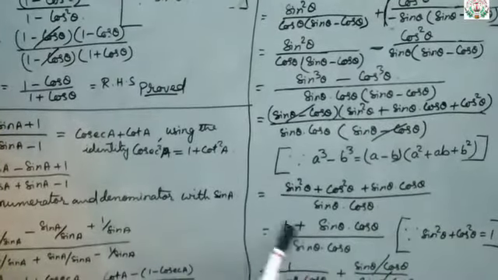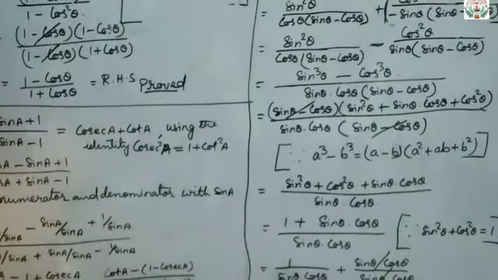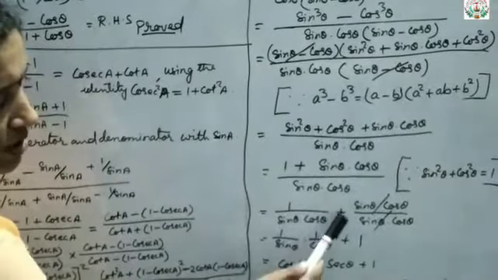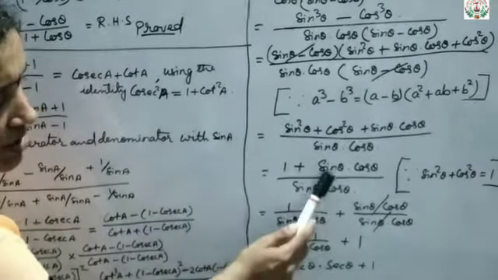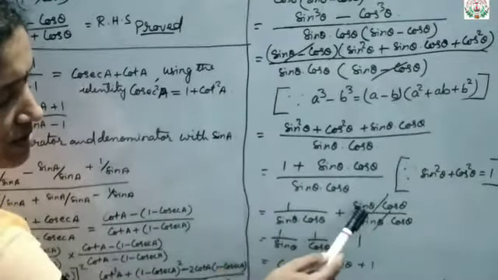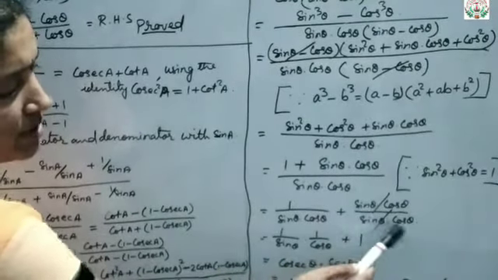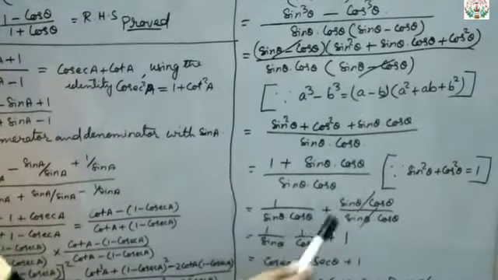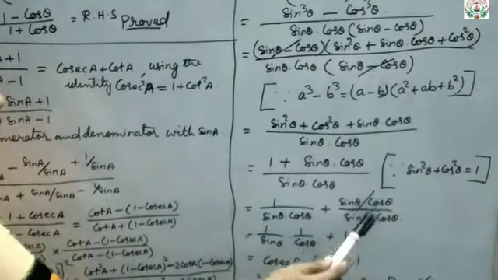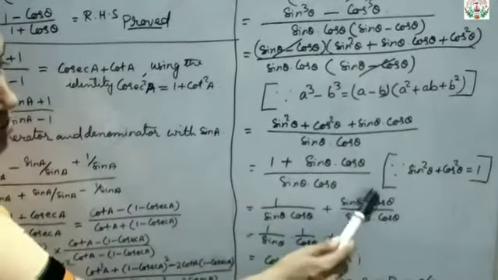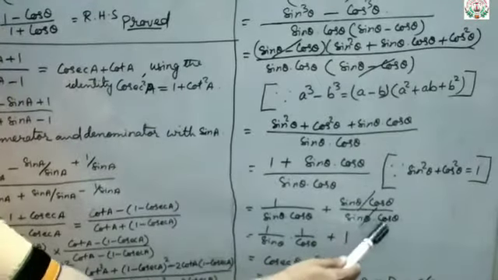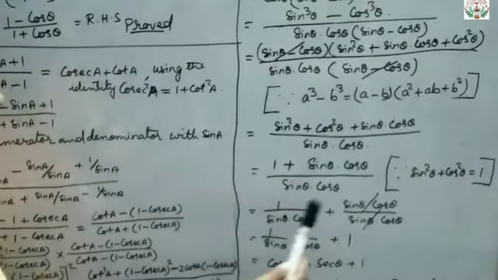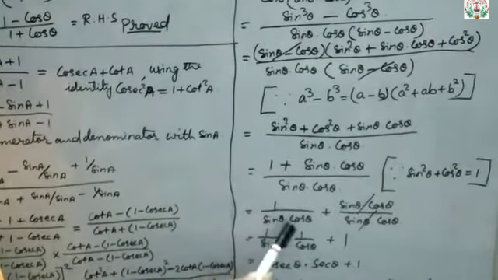Now we will separate the fractions. So what it will be? 1 upon sin theta into cos theta plus sign in between, plus again this part, sin theta into cos theta upon sin theta into cos theta. We have separated the terms. Now here sin theta into cos theta upon sin theta into cos theta, both are same, so it will be in the multiplied form, so that will be cancelled off. So we will get only 1 there. And here 1 upon sin theta into cos theta.